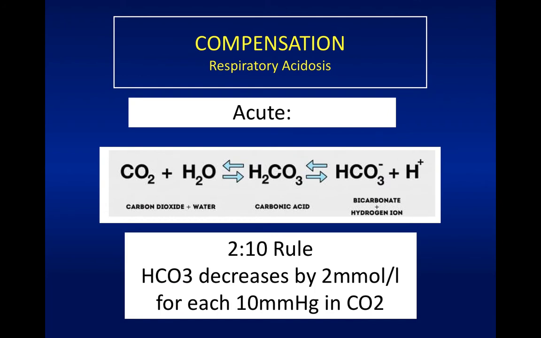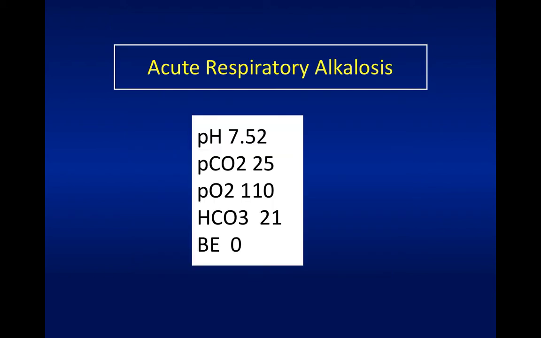So how do we calculate the compensation? Now I forgot to change the top of the slide there, so I've written respiratory acidosis, so I'll have to go back and change that, so please ignore that. Compensation in respiratory alkalosis. So acute, remember the equation: CO2 and water going to carbonic acid and bicarbonate plus hydrogen on the other side. You put lots on one side, it'll push everything across and create more on the other side as well. So the 2 to 10 rule for acute changes: the bicarbonate should decrease by 2 millimoles for every 10 millimetres of mercury. Look it up, don't memorise it.